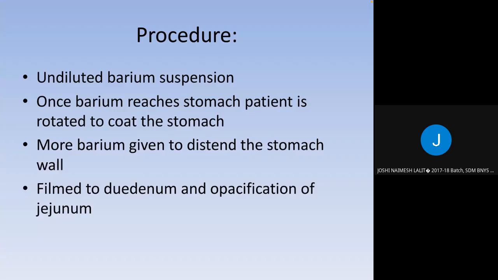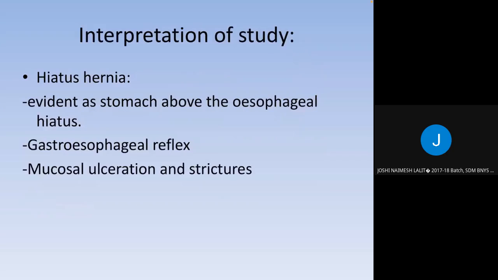Once the barium reaches the patient's stomach, you rotate the patient because you want to line the stomach wall, and then more barium is given once the stomach is distended so that the duodenum and the jejunum can be filled.